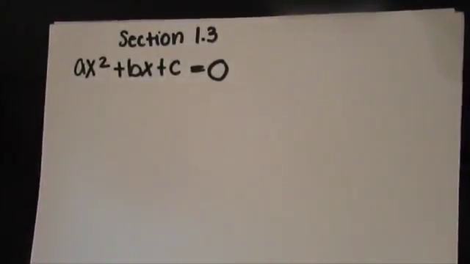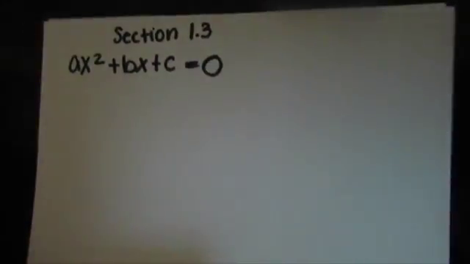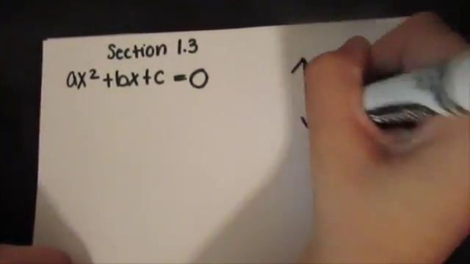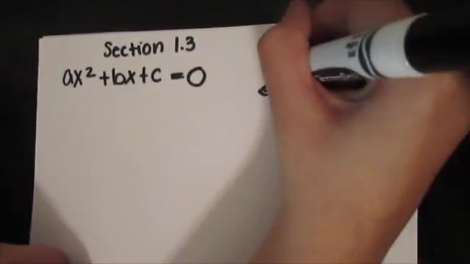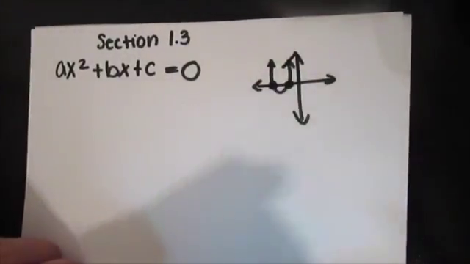Section 1.3, which is solving quadratic equations with the quadratic formula. First of all, what you need to know is that a quadratic equation in x is an equation that can be written in the general form ax squared plus bx plus c equals 0, where a, b, and c are real numbers and a does not equal 0. The quadratic equation is an equation for parabolas. When we solve for x in an equation, we are solving for the roots. So you'd be solving for the roots that intersect the x-axis.